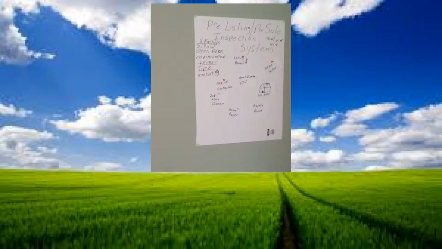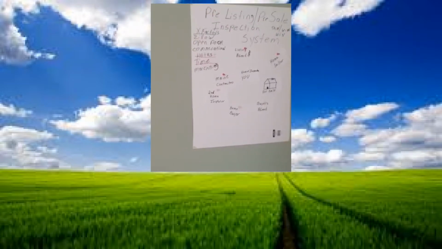Alrighty? So all the things on the 3x5 cards are the main factors in a pre-listing inspection sale. Just to go real quick, you've got the listing agent, the home seller, the house itself, the buyer's agent, the actual buyer, the second home inspector, maintenance contractors, and you. Now, all 7 of those factors are the main things inside of a pre-listing home sale. It's in most home sales, but we specifically talk about pre-listing or pre-sale.